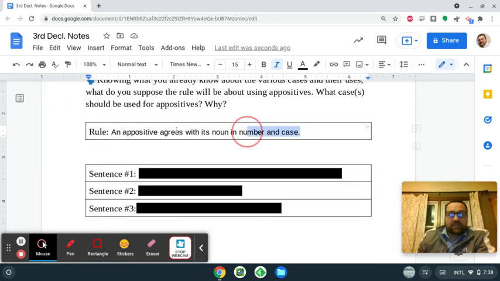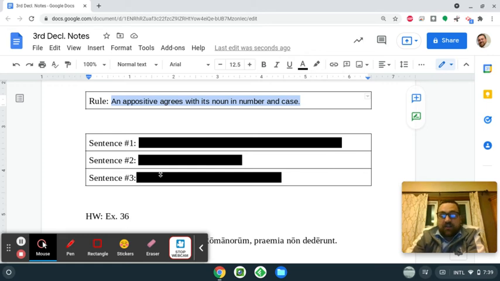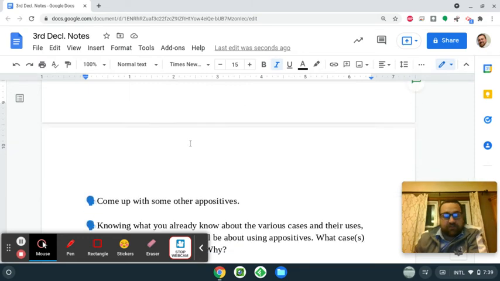Now, what this rule doesn't mean is that the two words always need to have the same ending. You're going to see some examples in these next three sentences. You're going to see an example of one where the two words have different endings, and we'll see why that is. You'll also see some examples where the two words are not both nominative. Up here, they happen to be both nominative. Christus and Filius were both nominative. But an appositive can really be any of the cases. It just has to match the word that it's in apposition to.